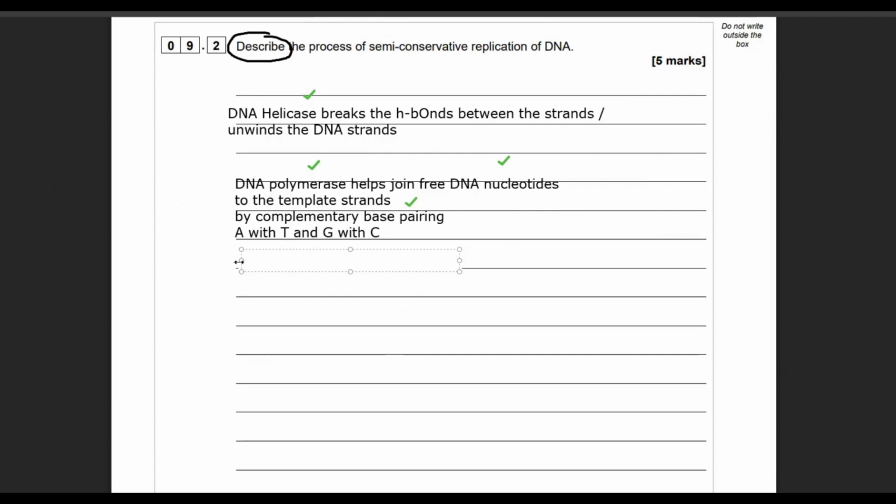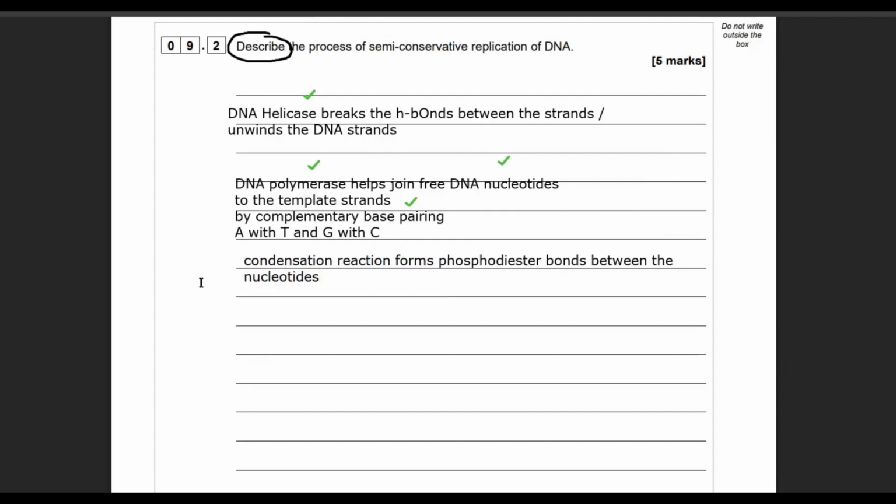And then what we need to say is phosphodiester bonds, people. So there's a condensation reaction, and again it's the DNA polymerase, that forms phosphodiester bonds between the nucleotides. So the backbone gets fully formed then.